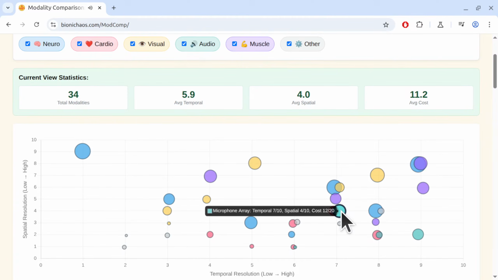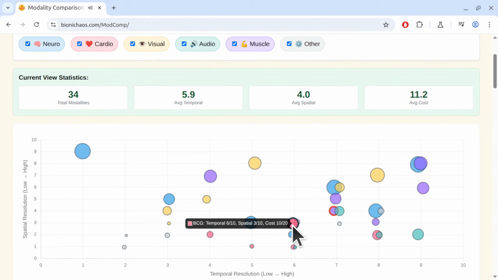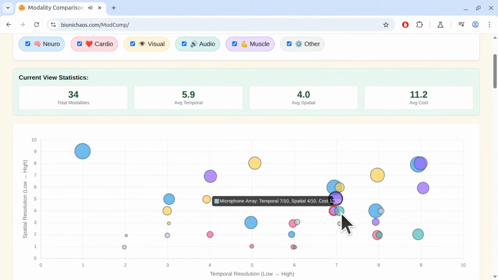Fascinating. And cardio. We use ECGs all the time in fitness trackers. Right, that's the ECG consumer. Probably around 6 temporal, 1 spatial, 6 cost. Great for tracking heart rate during exercise, basic wellness monitoring. Your fitness tracker's best buddy. Just checking the pulse, making sure you're still ticking.